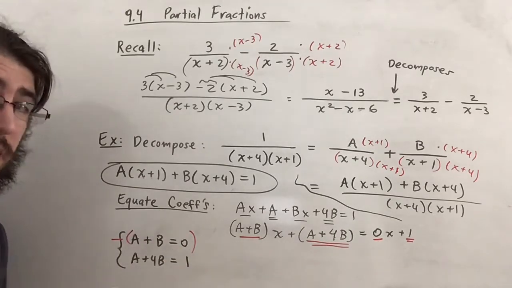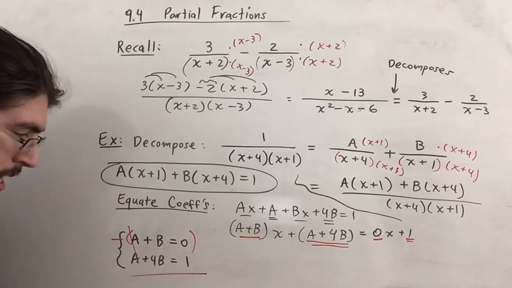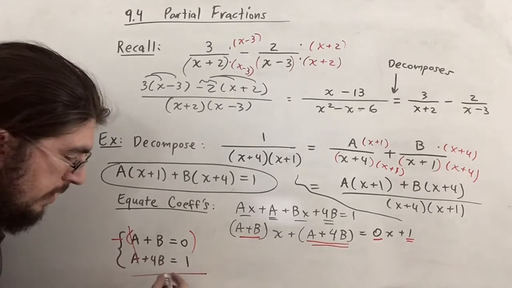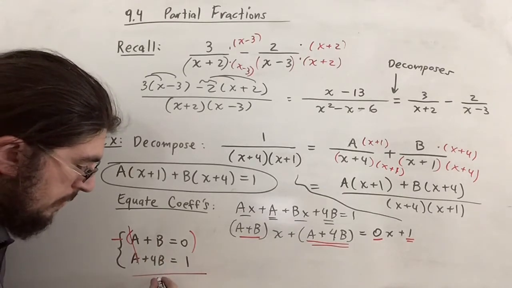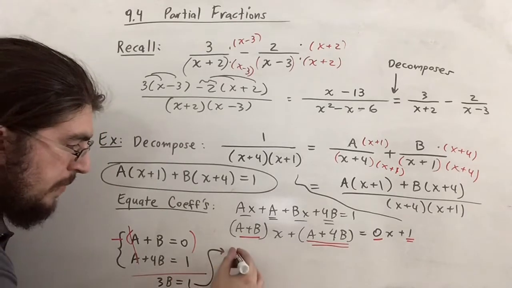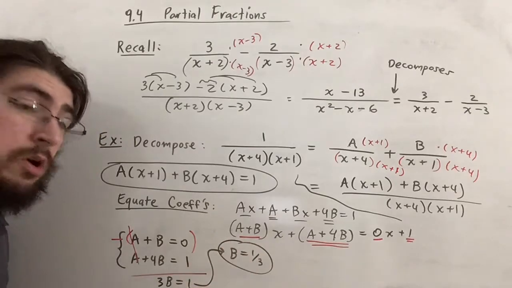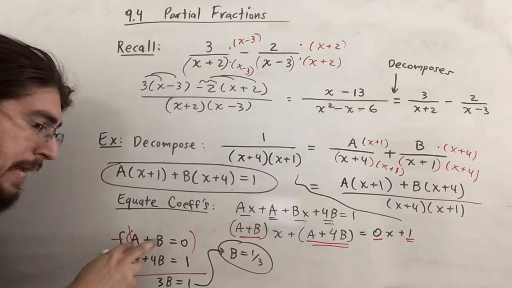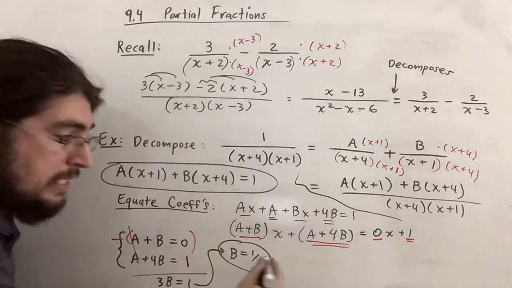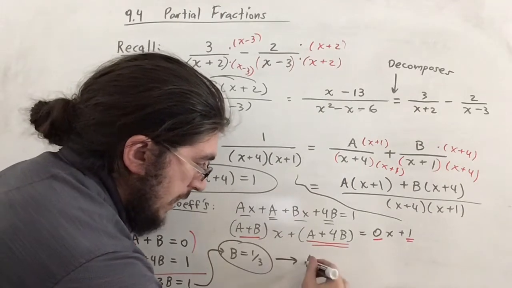So when you add straight down, you get that the a's cancel. And really we're doing 4b minus b because of the distribution of the negative. So this becomes 3b is equal to 1. And that tells me that b is equal to 1/3. Also notice that a plus b is 0. So if you plug this back in, a plus 1/3 is 0. So that means a is negative 1/3.